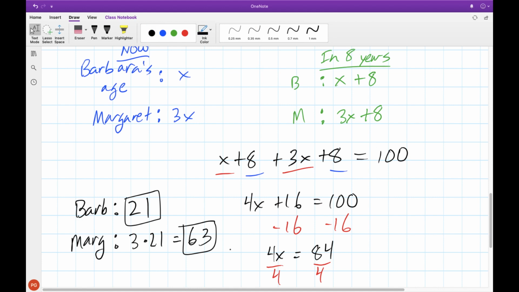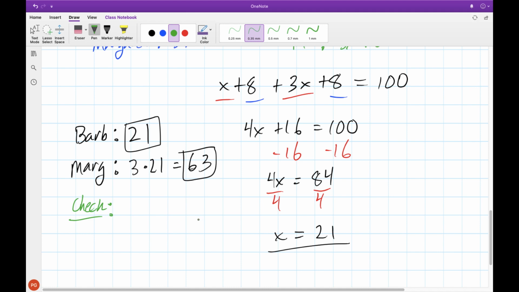Now for both of these questions, after you're done, you can check them. The piece of information that we're checking is that in 8 years, the sum of their ages is 100. So 8 years later, we get that Barbara is going to be 29, and Margaret is going to be 71 years old. If we add those two ages together, we get 100. So we know that we got this right.